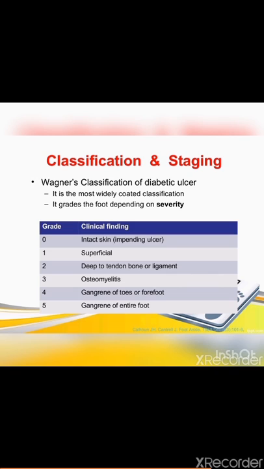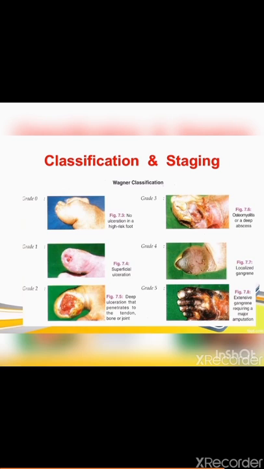The third grade is inflammation of the bone of the foot, osteomyelitis. The fourth grade is gangrene of the toe or the forefoot, the proximal part of the foot. The fifth grade is gangrene of the entire foot.